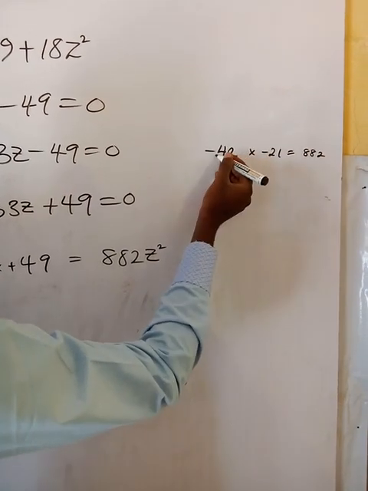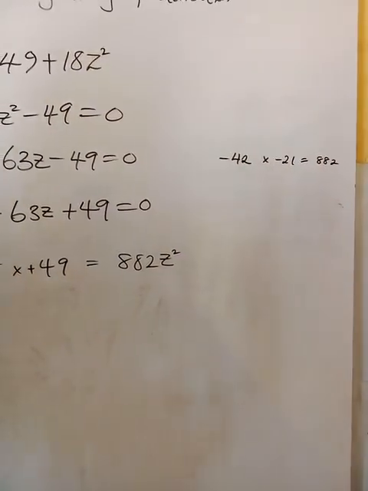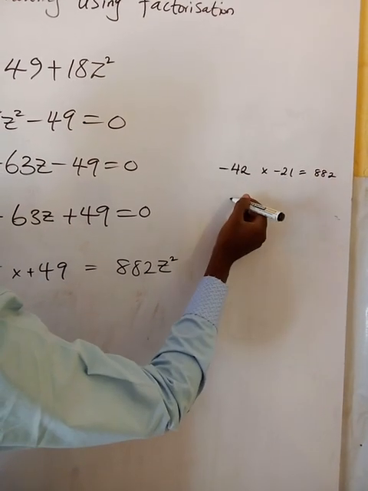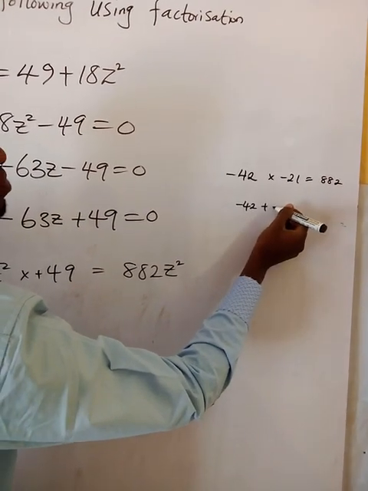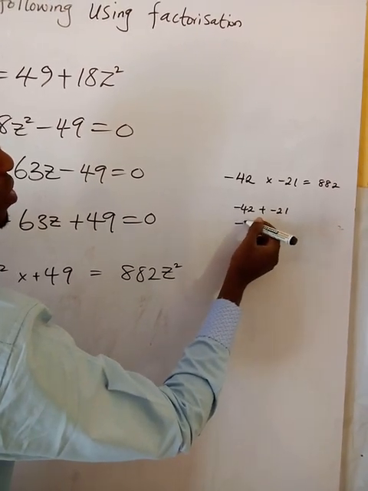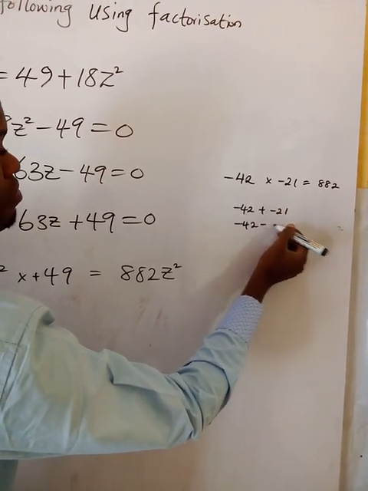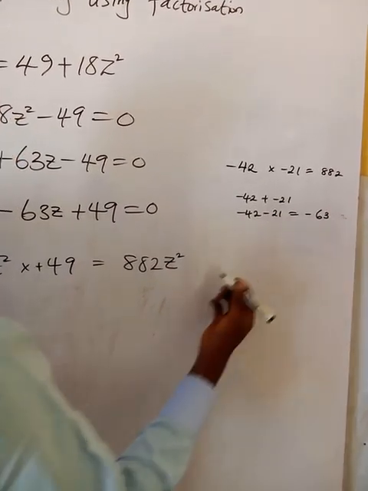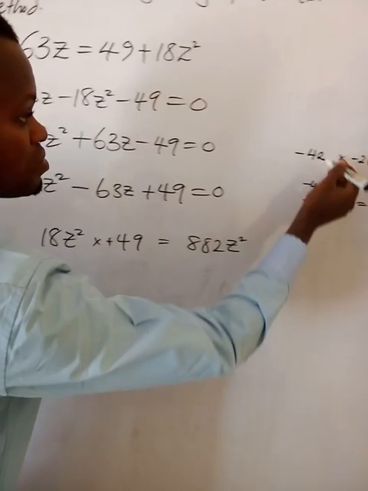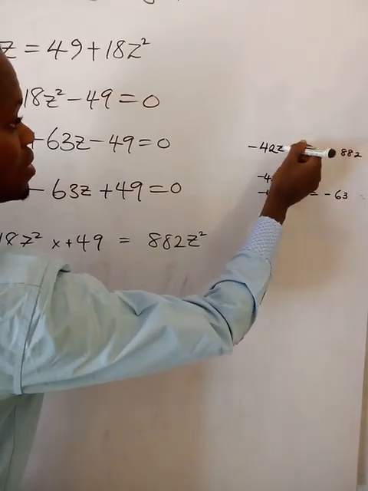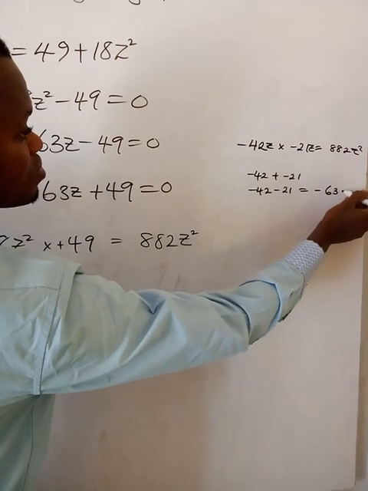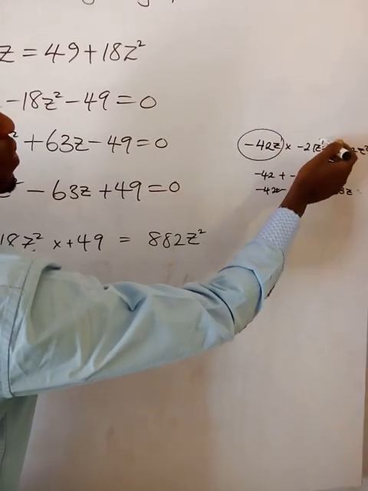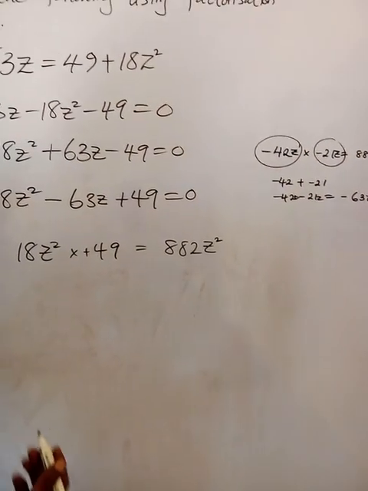Because minus 42 multiplied by minus 21 will give us 882. Minus will change to positive because they are both minus multiplying each other. And then when you add, that's minus 42 plus minus 21, you know it will become minus 42, plus and minus will become minus, then we have 21, and that will give us minus 63. So that satisfies this equation. You can simply attach your z, and this will be z squared, this will be z, this will be z, here z. So the two factors we are looking for are minus 42z and minus 21z.